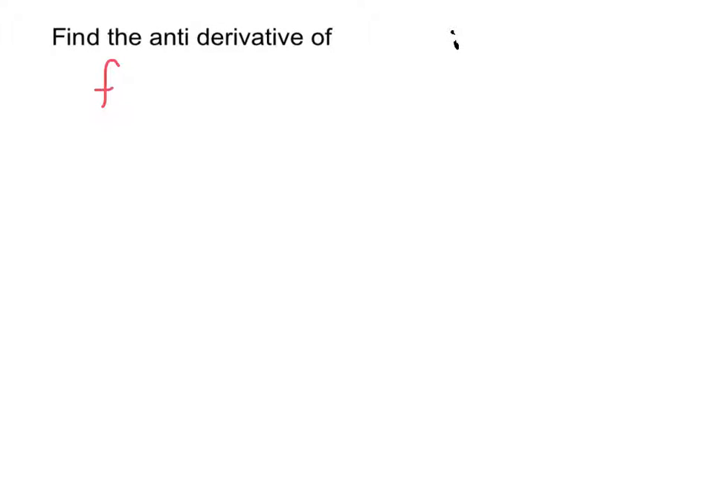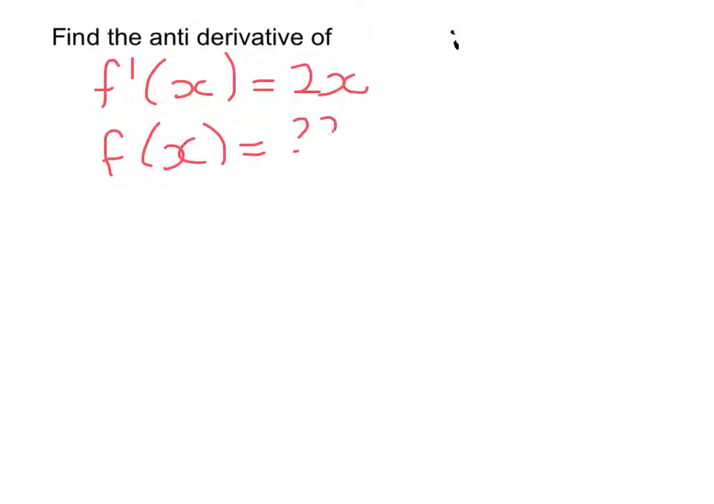Let's start with, oops, moving around. Here's my gradient function. f dash of x is equal to 2x. So that's my gradient. What curve or function could have given me that gradient? We're going to do this one by looking at the graph first, and then we'll see that all we're doing is reversing the differentiation process we followed.